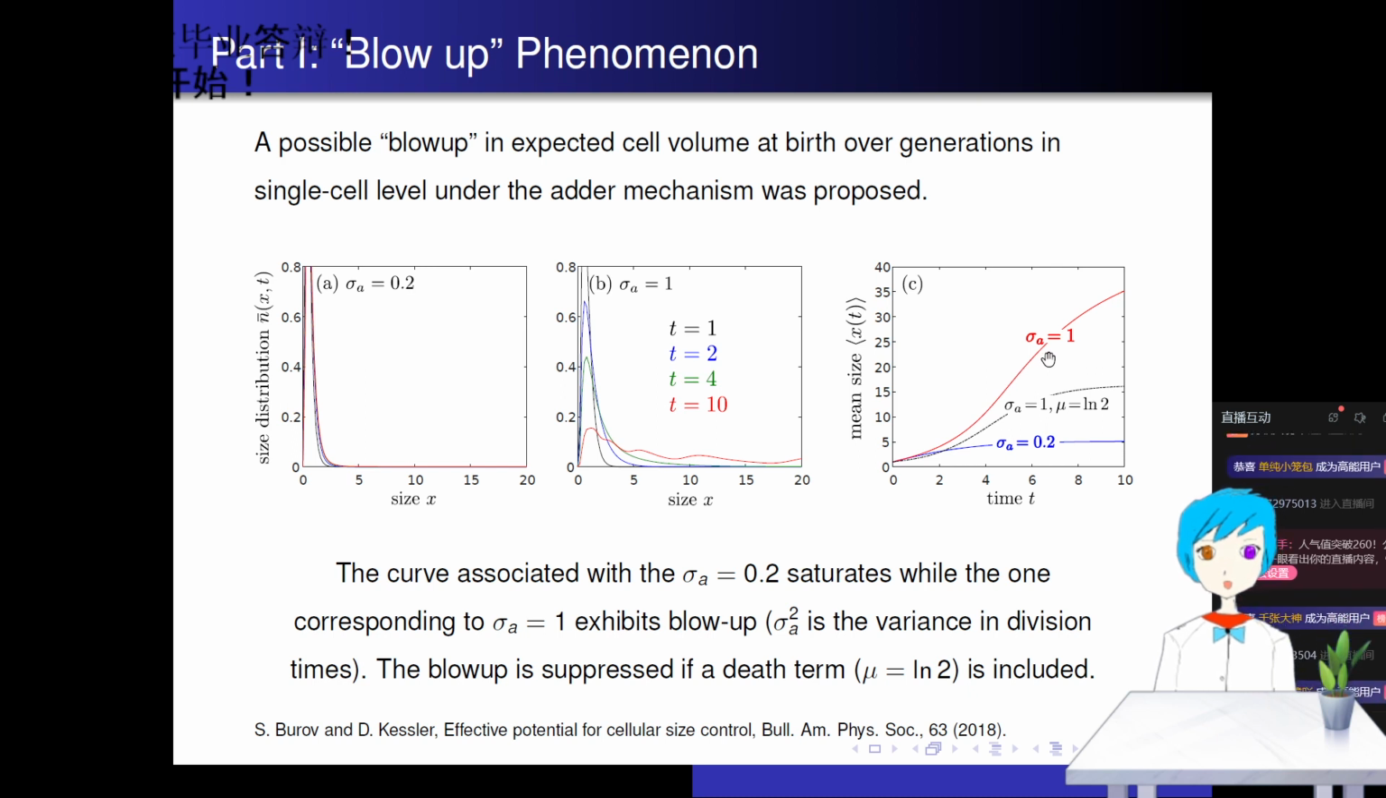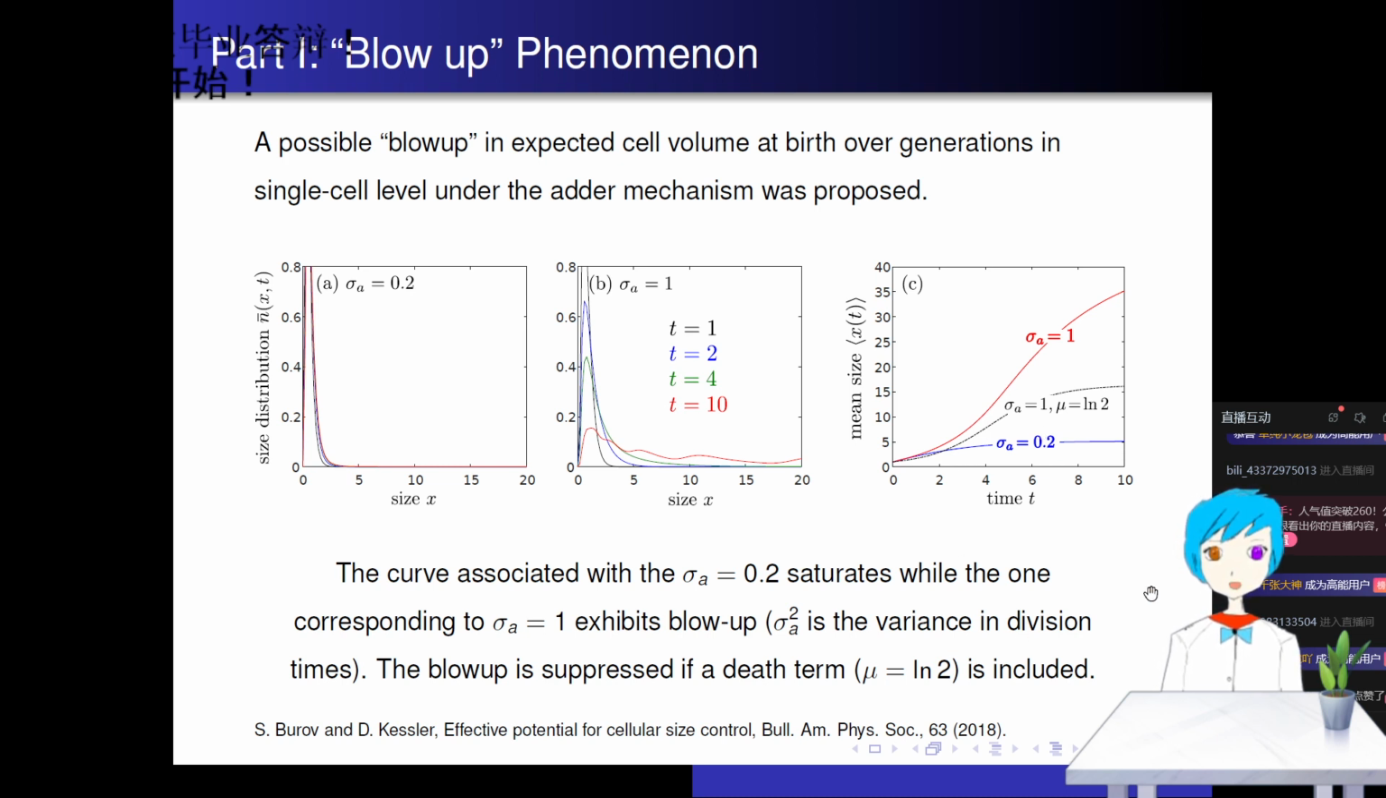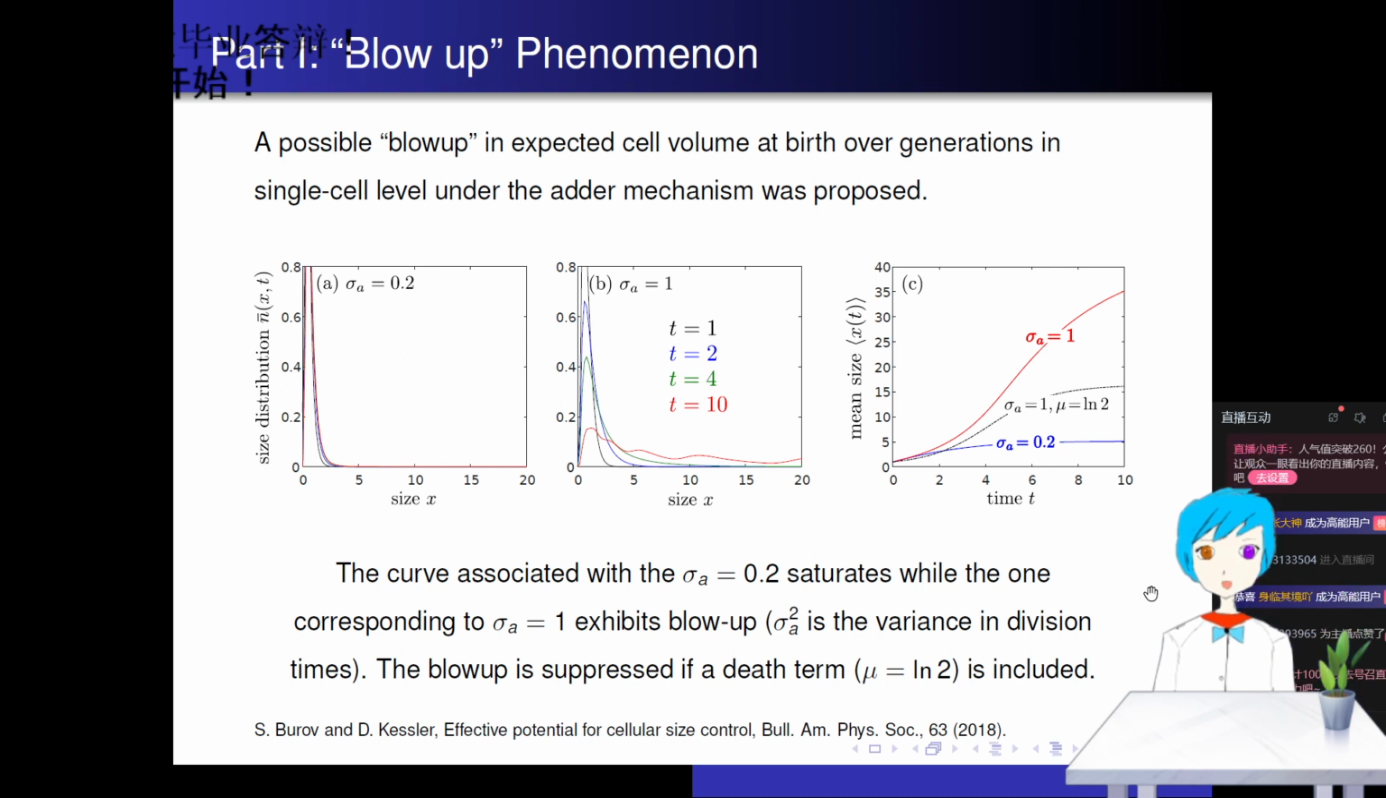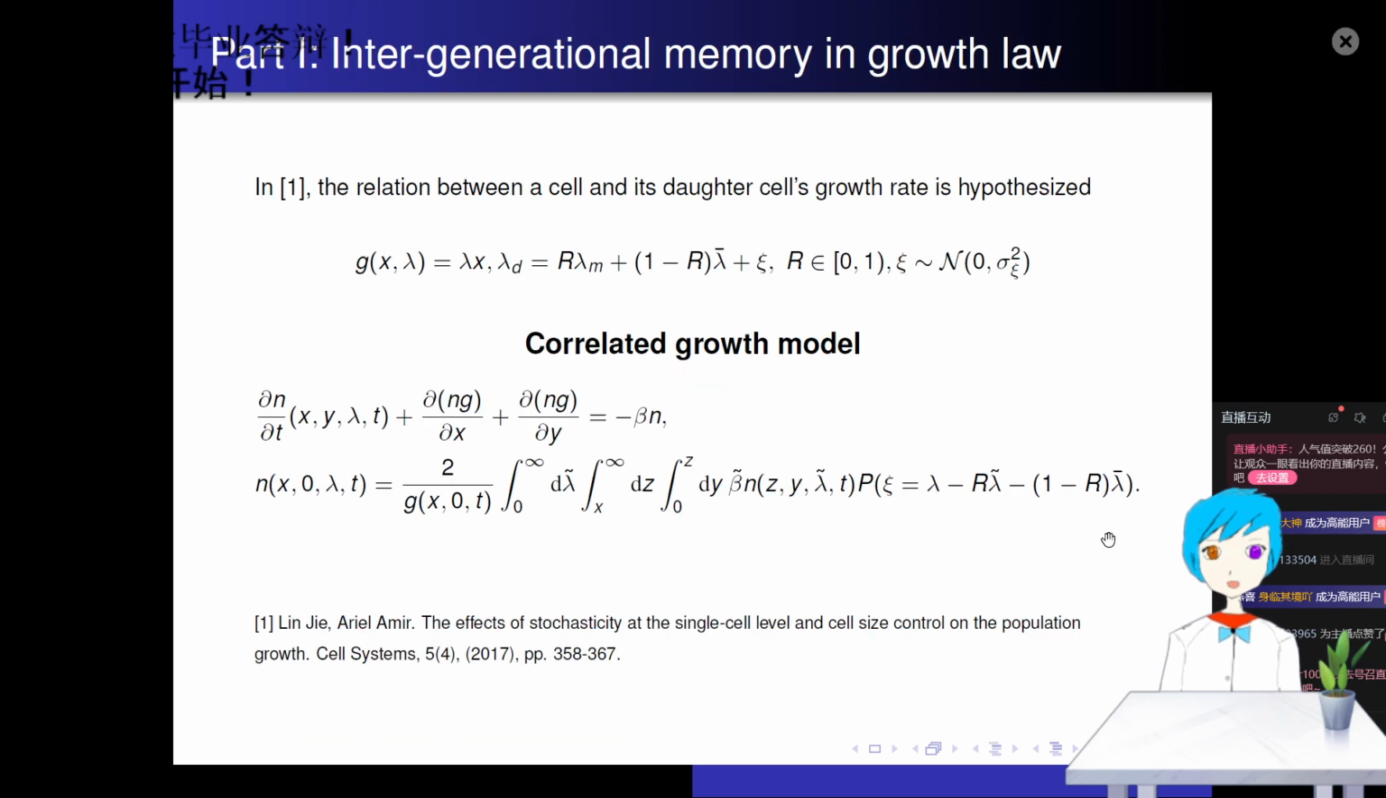So the blow-up phenomenon is owing to the fact that if the noise in the division time is quite large, then there are cells which can live a very long life, and those cells can be very large. This effect can be reduced by incorporating a death term, because a death term can prevent cells from being very long-lived and growing very large. So our PDE model can actually predict the possible cell blow-up behavior.